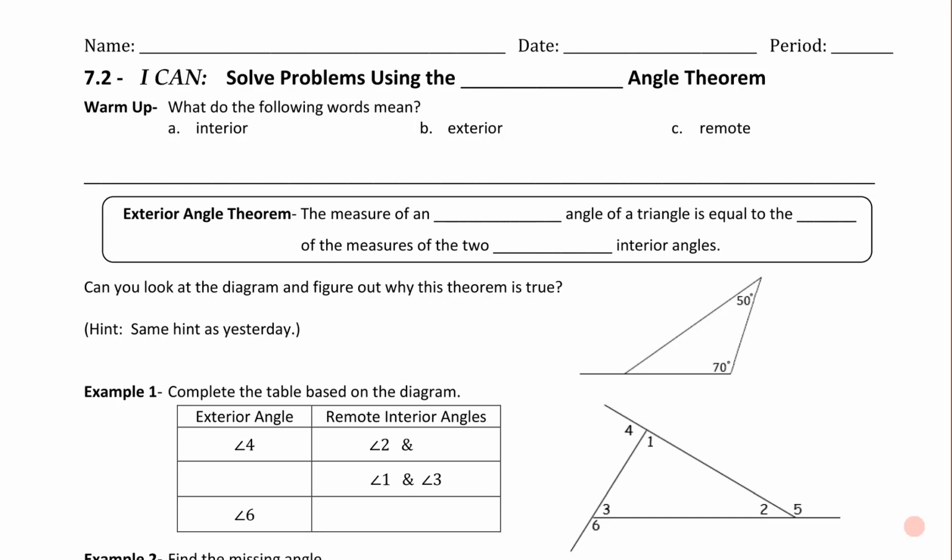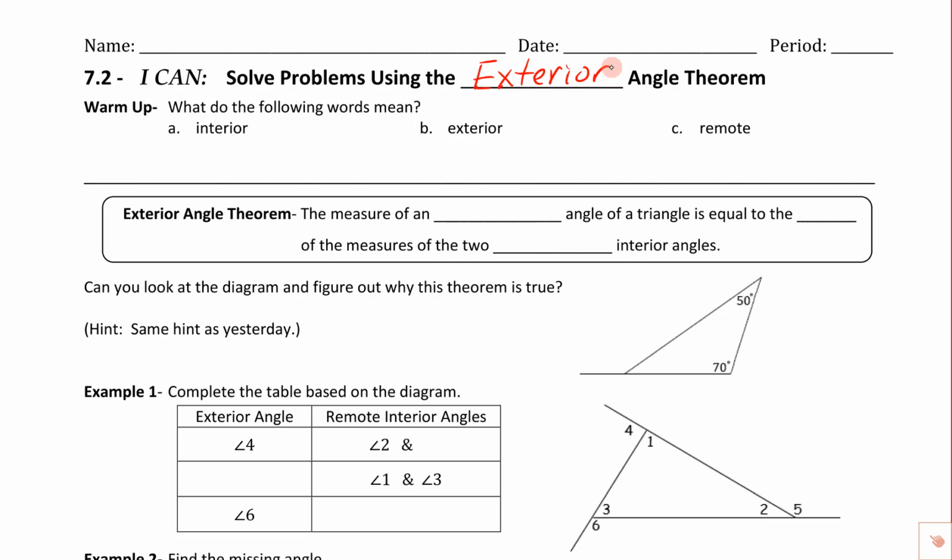Continuing on with the geometry ideas of Unit 7, we're going to be talking about triangles some more. And this time in 7.2, the I can statement is I can solve problems using the exterior angle theorem. Exterior angle theorem. Again, like we mentioned yesterday, another vocabulary in geometry. It can sound horrible, but if you know what the geometry is, it turns out to be pretty easy.